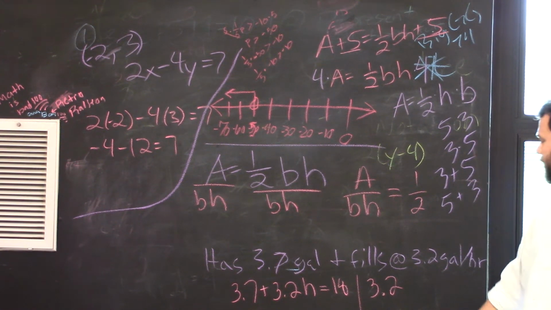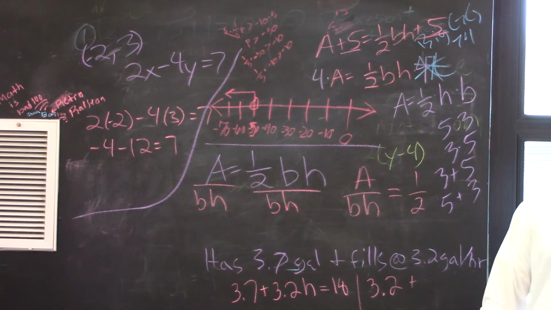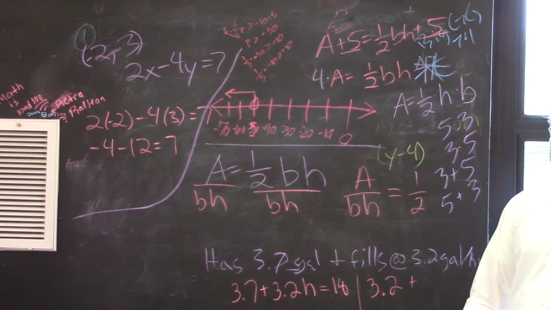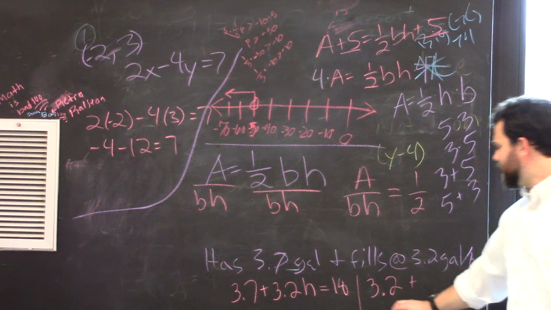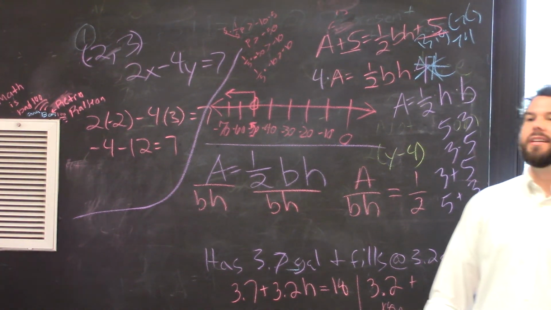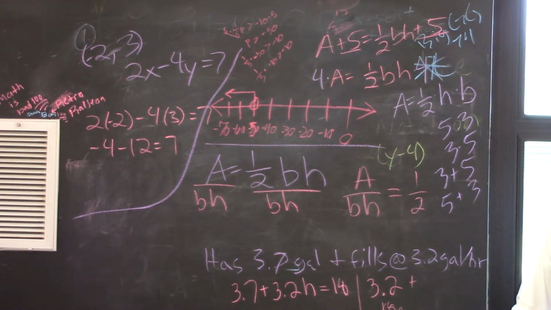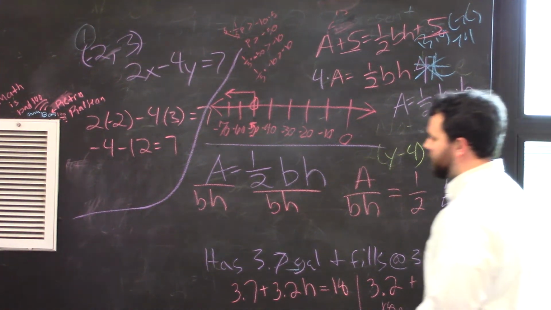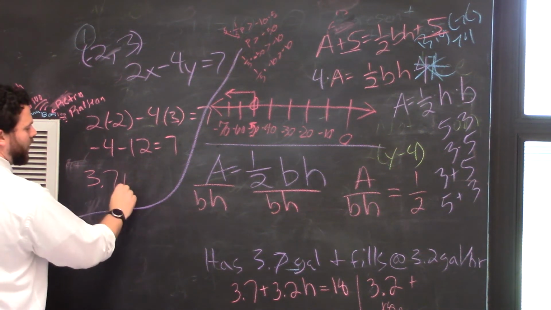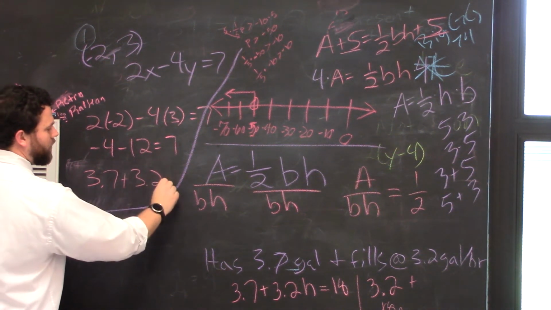Plus, wait, I did 18 divided by 3.2. But I asked you to write an equation. And then I put equals the answer. But it's not just 18 divided by 3.2. Yes, Rose. I did 3.7 plus times 18. I'm starting to run out of room. Okay, so 3.7 plus 3.2 times 18.